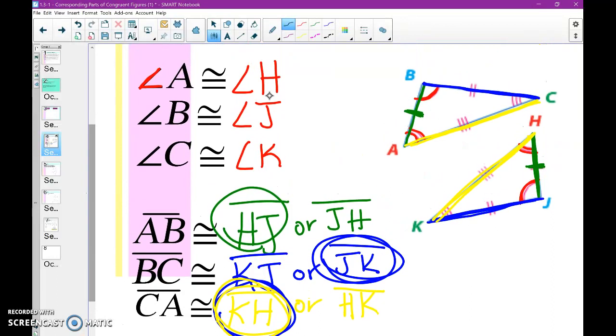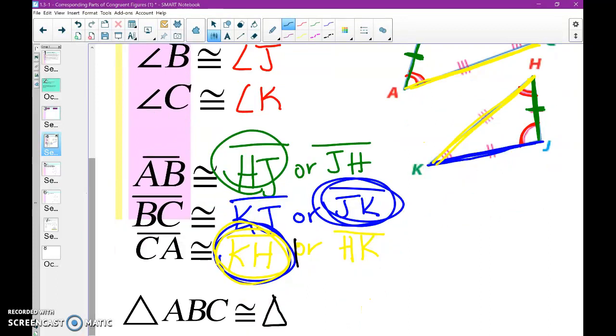So if A is first, H should be first. So triangle, oopsies, this thing is so touchy with that. H should match with J, and C should match with K. So triangle HJK.